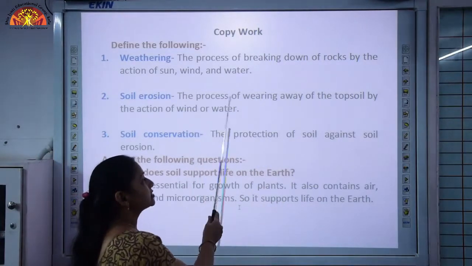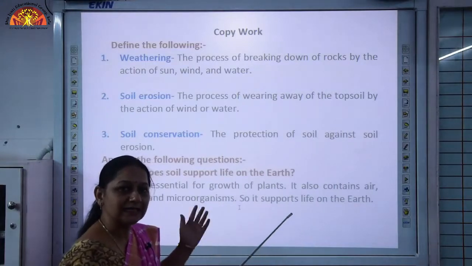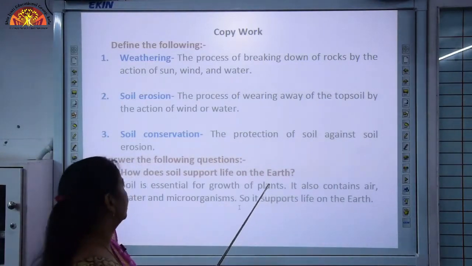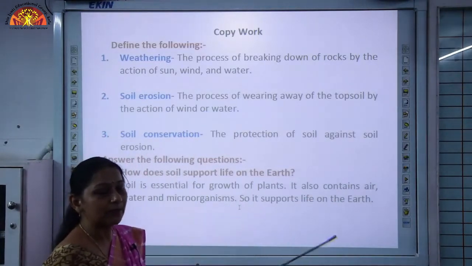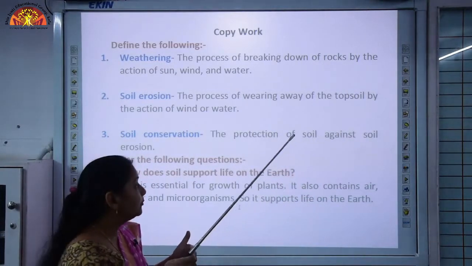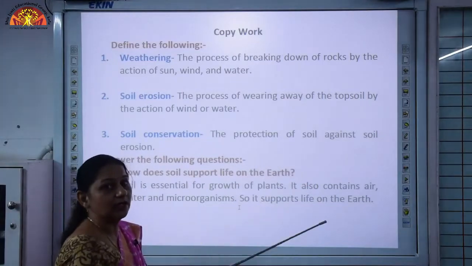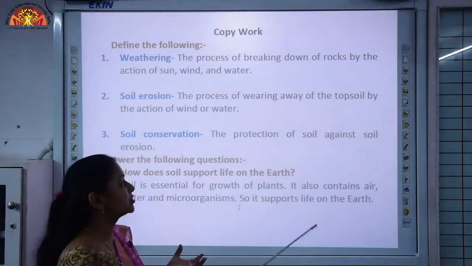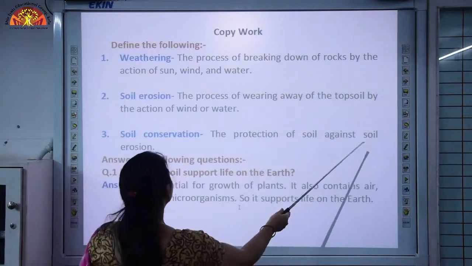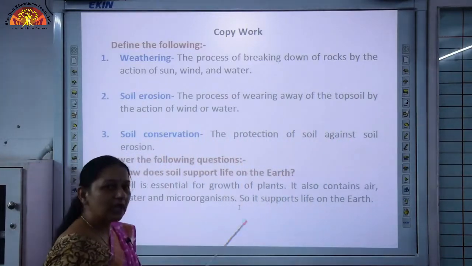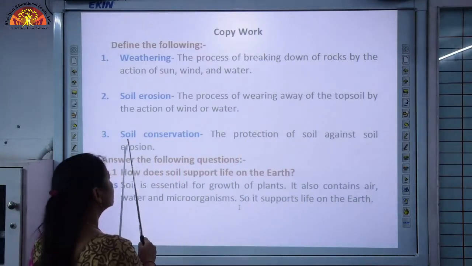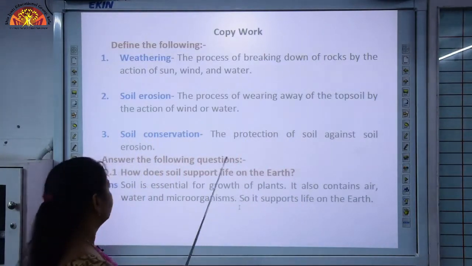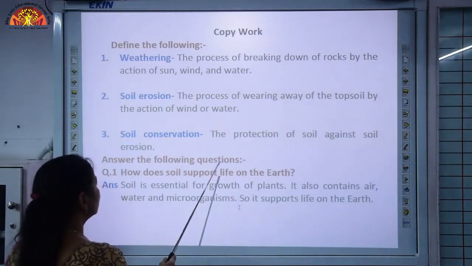So this process of wearing away of the topsoil by these agents is called soil erosion. Then the third one, soil conservation, means the process of protecting the soil against soil erosion. When we are preventing the soil from being eroded away, then it is called soil conservation. Then answer the following questions.